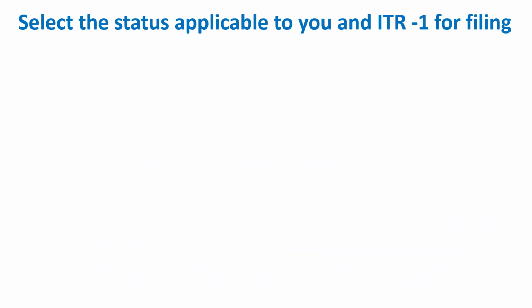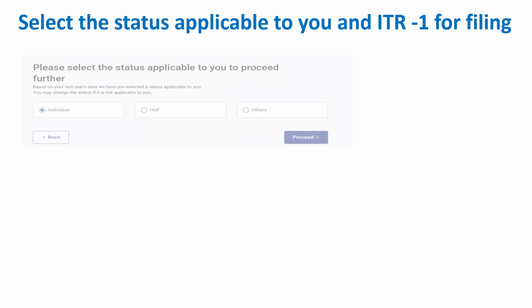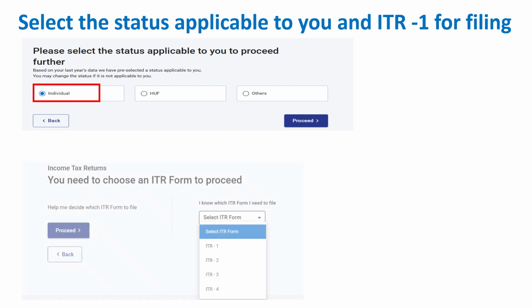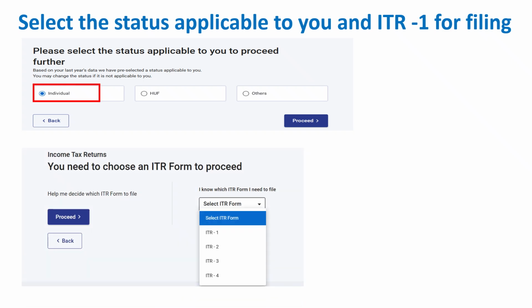Once you click on new filing, it will ask you to select the status applicable to you. That means, are you filing as an individual, HUF or others? In your case, it will be individual. So click on individual, and once you click on proceed, it will ask you which ITR you are going to file. This is where you need to select ITR 1 because you are eligible to file under ITR 1.